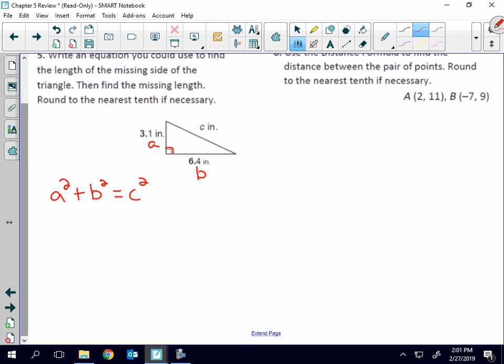Okay, a squared plus b squared equals c squared, so just plug it in. We have 3.1 squared plus 6.4 squared should equal c squared. So if we want to find c, first we need to multiply here. 3.1 squared is going to be 9.61. That's just 3.1 times 3.1. Plus 6.4 squared, which is 40.96, will equal c squared.